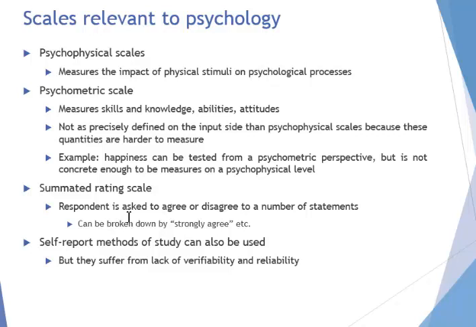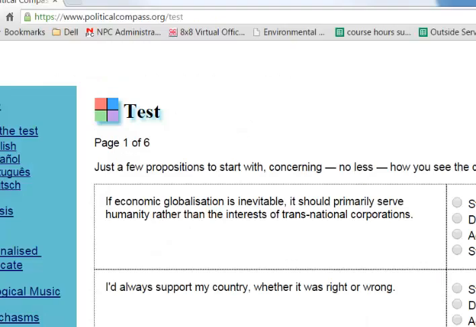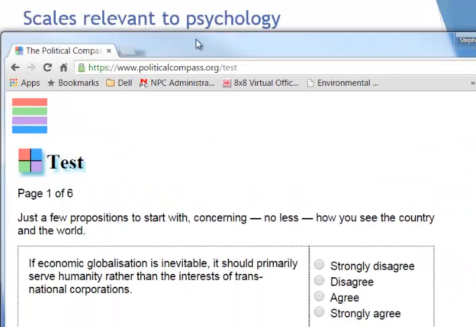A summated rating scale is where the respondent is asked to agree or disagree with a number of statements, and you can have strongly agree, strongly disagree. One example of a summated rating scale would be the political compass survey that you can answer to see what your political opinions are.